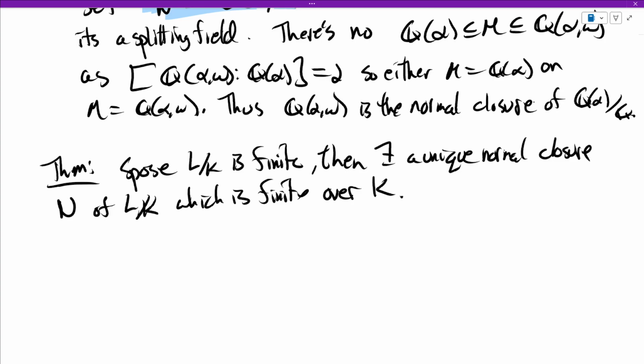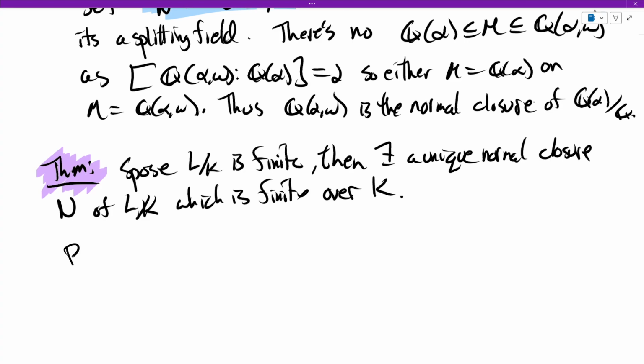So we found a way of extending our extension, the larger field, so that the large one is normal, N over K is normal, and we've maintained the finite condition. So this N over K is now finite. And so now N over K is a splitting field, and we have all the stuff that we said about splitting fields already. So this is a wonderful theorem. All right, let's prove it.